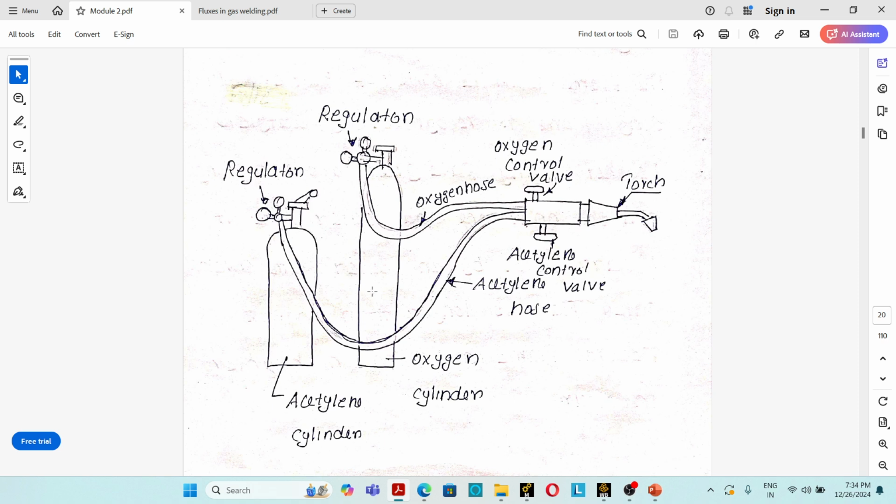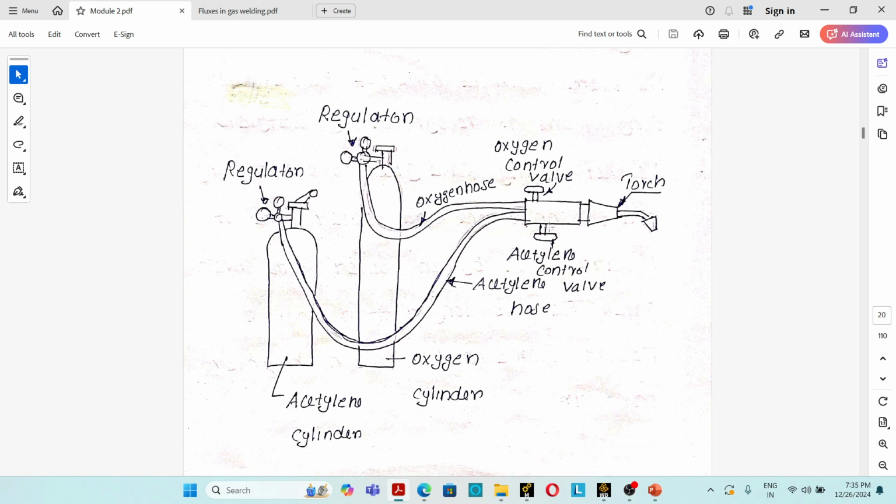Then the oxygen cylinder, which is black in color, has a capacity of 7 meter cube, and oxygen is stored at a pressure of 120 to 150 kilogram per centimeter square. The oxygen hose is also black in color, and this is known as the blow pipe. Inside this blow pipe, oxygen and acetylene gas are mixing.